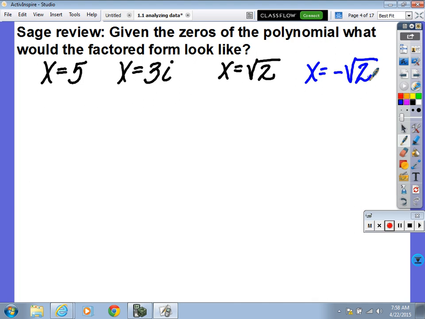Anything else? Yes? Good, and the conjugate root theorem also states if you have an imaginary root, its conjugate is also a root. So we also have, I'll write it down here, x is equal to -3i. How about x is equal to -5? No, that's not an irrational number, and that's not an imaginary number.